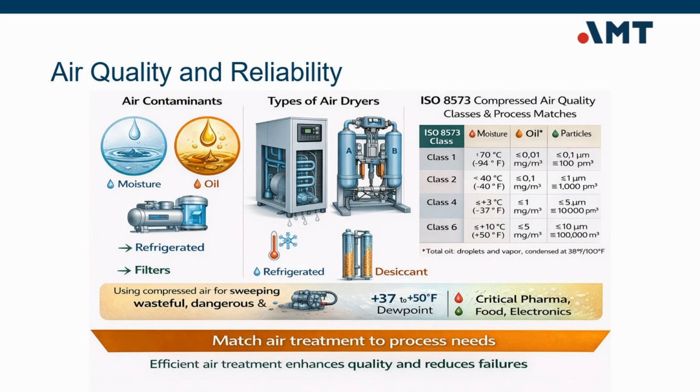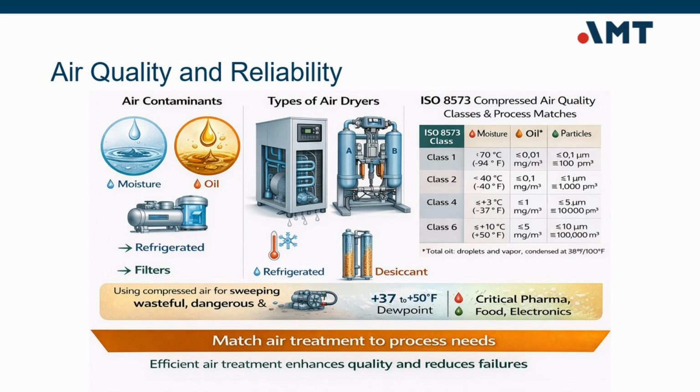Next is oil. Even oil-injected compressors allow a small amount of oil to pass downstream. Without proper filtration, oil droplets and vapors can contaminate processes, damage pneumatic tools, and foul the equipment. Then we have particles: dust, rust, and pipe scale. These can wear down components, plug small orifices, and reduce overall system reliability. That's why air treatment equipment is critical.